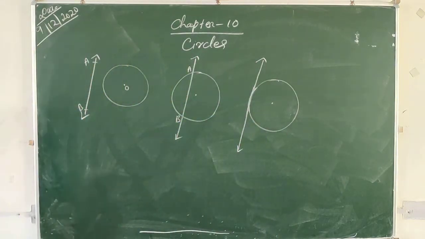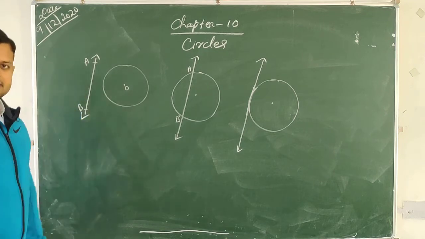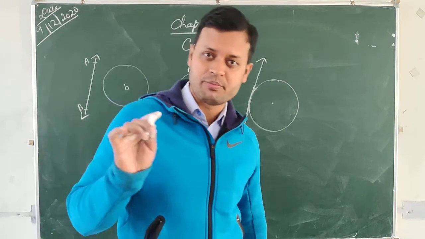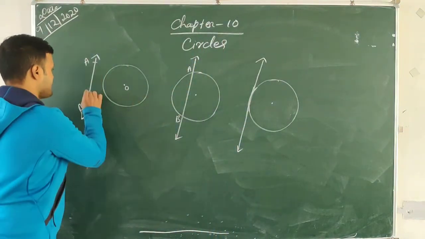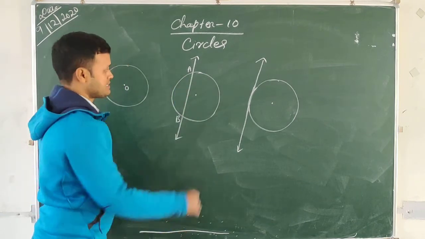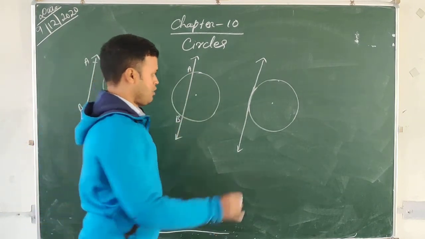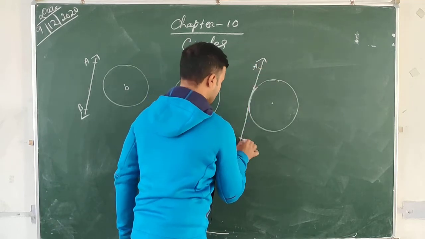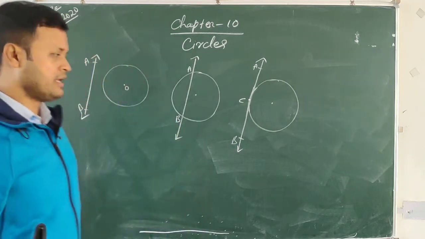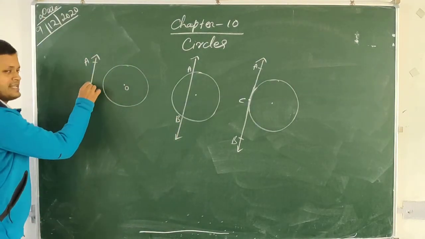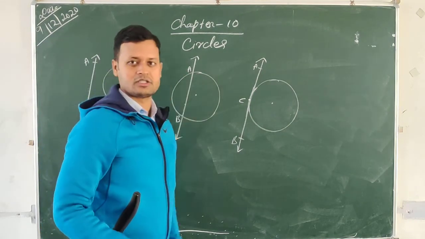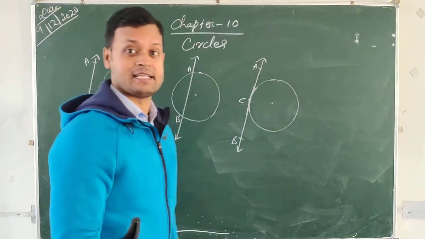So either the line will be outside the circle. There are three possibilities. If a line and a circle are drawn on a piece of paper, there are three possibilities. Either the line will be outside the circle, or the line will pass through the circle, touching the circle at two distinct points, or the line will be touching the circle only at one point. In this case, the line is outside the circle. In this case, the line is touching the circle at the 2 points.